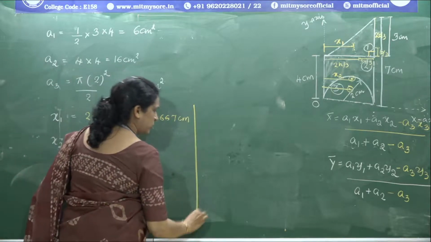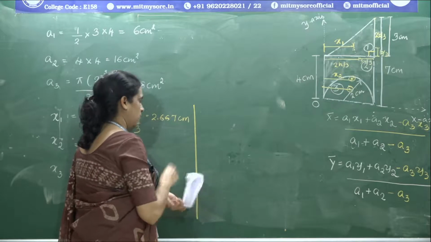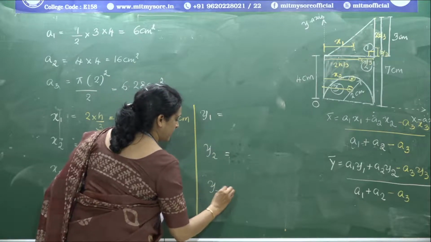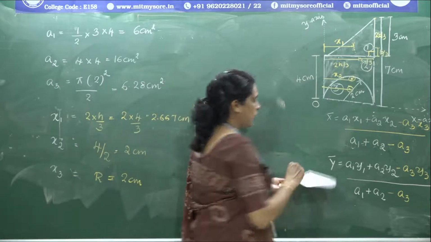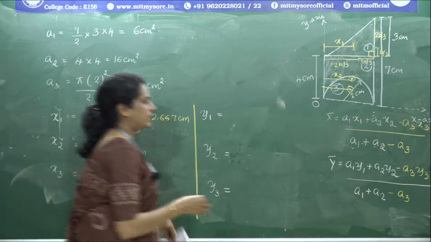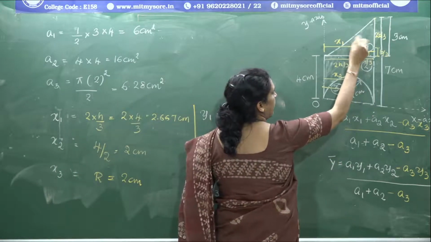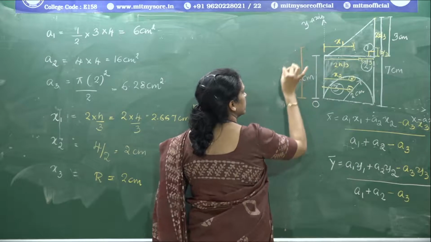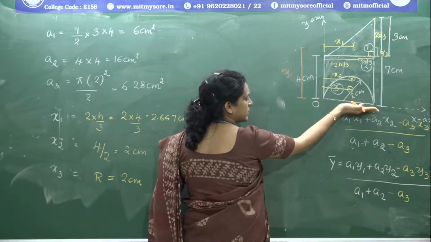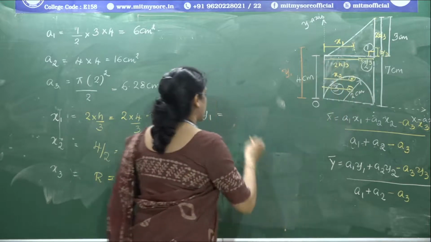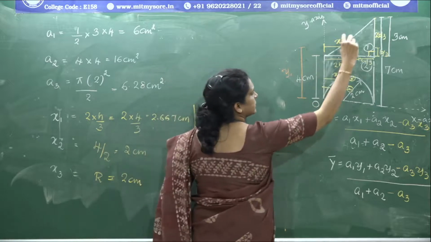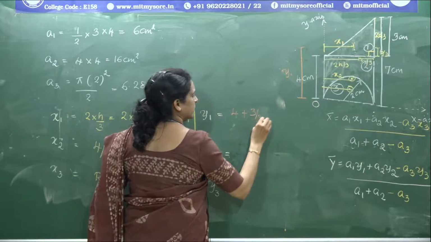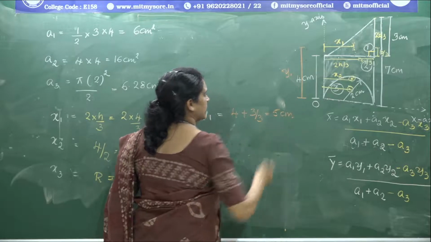Next, moving on to y1, y2 and y3. We'll just see how we are locating y1, y2 and y3. So here is the centroid marked. So the distance of y1 is here, that is taking x-axis as the reference. So what is this value? It is 4 centimeter plus this value, it is b by 3. So it is 3 by 3. Therefore it is 5 centimeter.